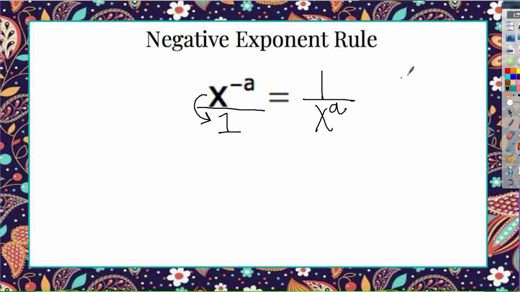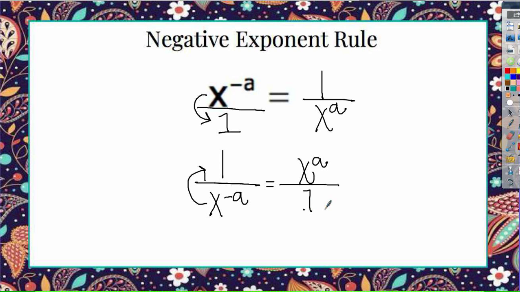Conversely, it is also true that if I had been given an example that was 1 over x to the negative a, it would be negative on the bottom in the denominator because it truly belonged up top, and if I moved it to its proper position, it would be x to the positive a over 1.